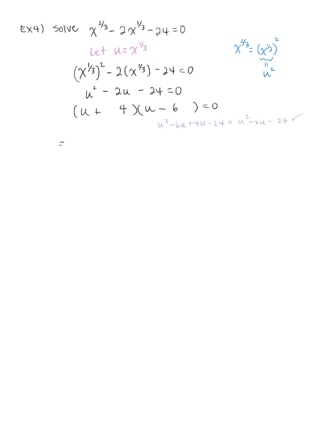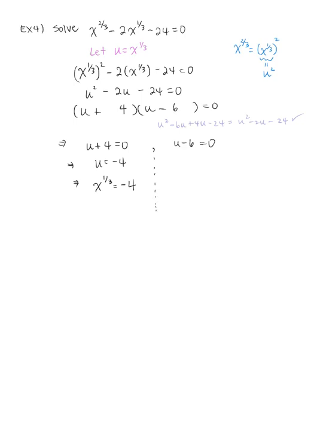All right, so let's keep going. That implies that u plus 4 is 0 or u minus 6 is 0. So u equals negative 4, and our u was x^(1/3). So we have x^(1/3) equals negative 4. Do not panic, we got this.